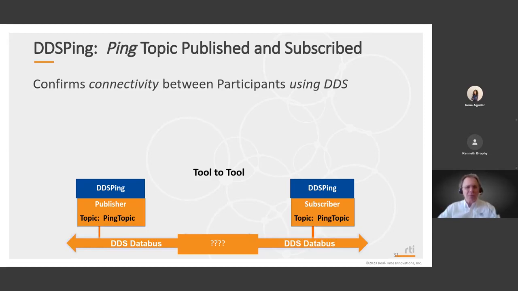DDS Ping, the following tools are typically used to take a look at connectivity between nodes and devices. And typically you're going to find if you're jumping subnets, maybe multicast isn't working, or if you're trying to get through a firewall, it's just not working. It's because discovery is not able to complete. Messages are not able to flow between nodes.